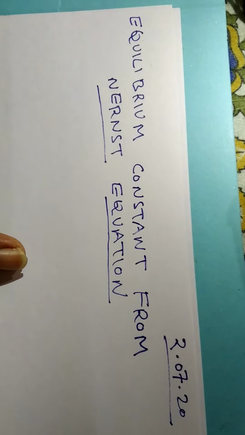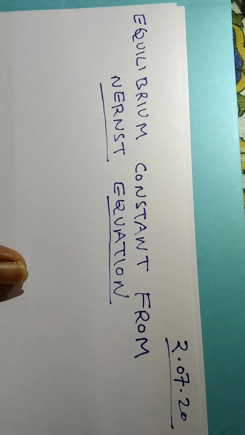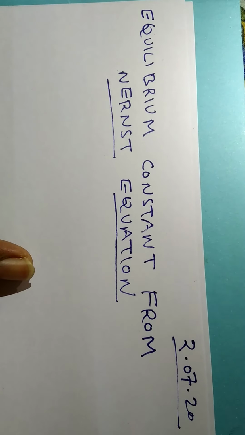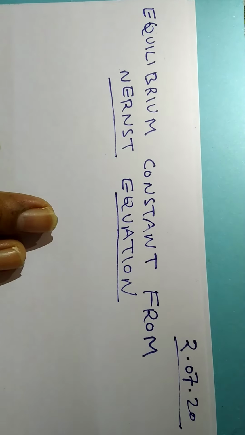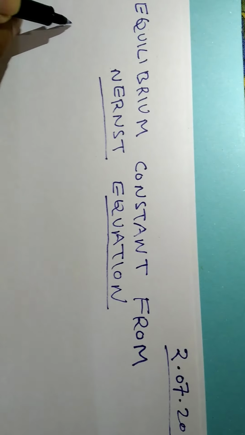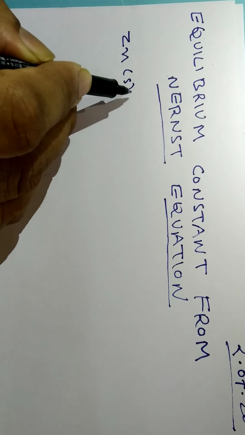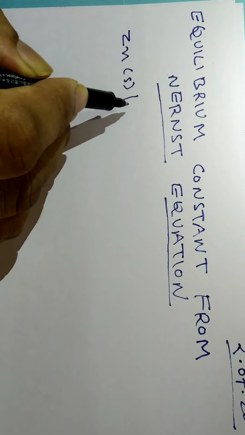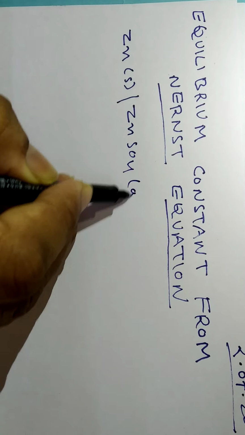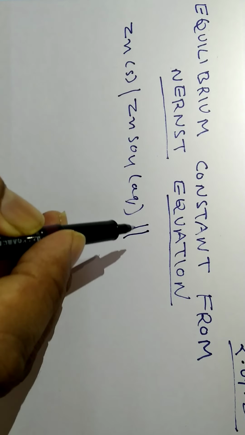Now, in this slide, I'm going to explain how one can derive the expression of equilibrium constant from the Nernst equation. Okay, let us consider the cell. Here I'm writing zinc in a solid state. This is a phase separation, and this is zinc sulfate in aqueous medium. And as you know, this is a symbol of salt bridge.